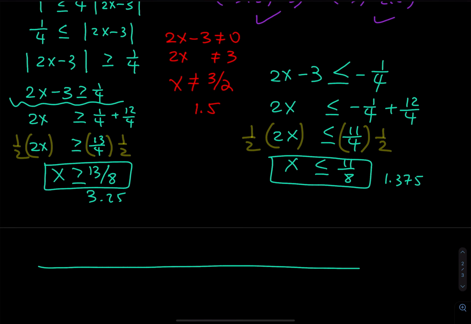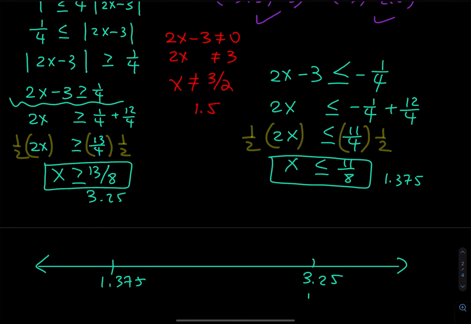Okay, let's draw a number line. So number line, we have that. And then we have 1.375 and then 3.25. So this is 13 over 8, this is 11 over 8. And then where is my 1.5? My 1.5 is right over here, right? So 1.5, which is 3/2.